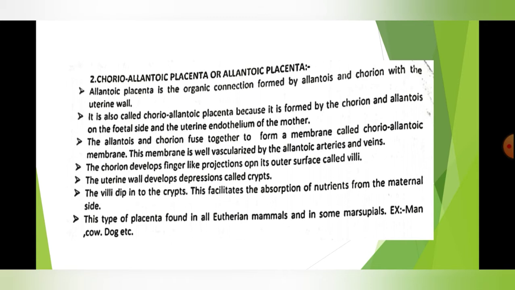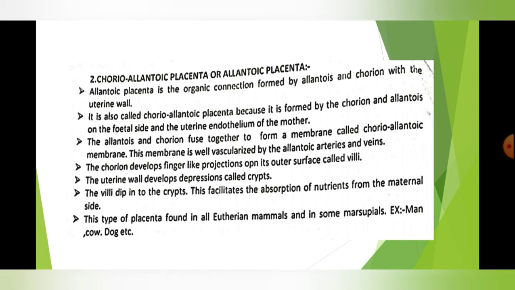The allantois and chorion fuse together to form a membrane called chorioallantoic membrane. This membrane is well vascularized by the allantoic arteries and veins. Here you will have a very vascular membrane. What is vasculature? It is where you can see rich circulation of blood. Why? Because arteries and veins are there.